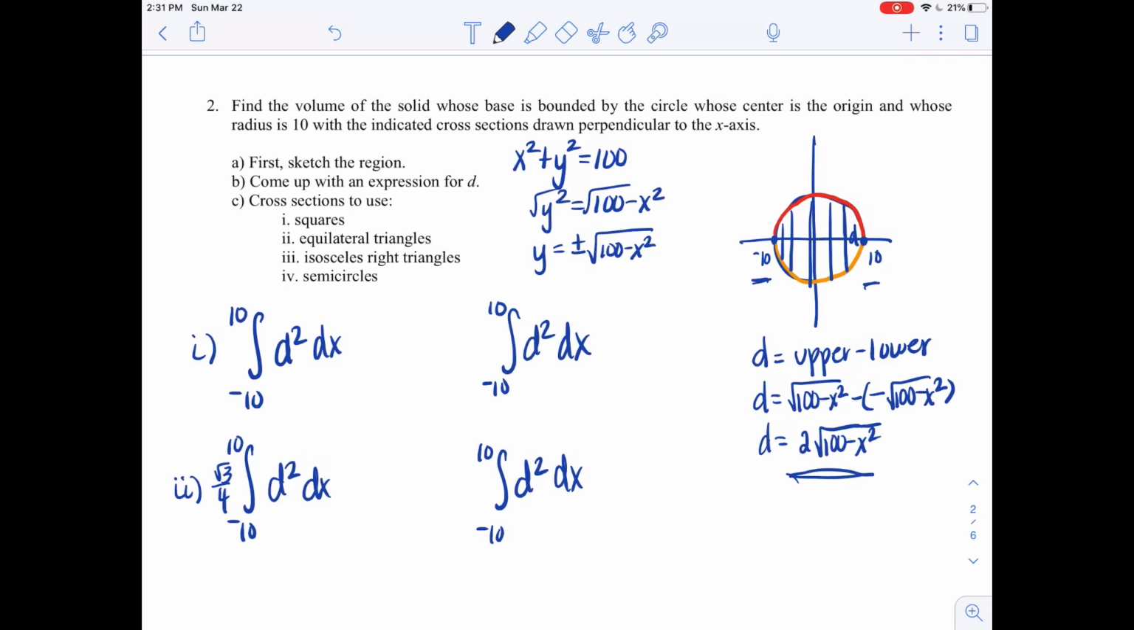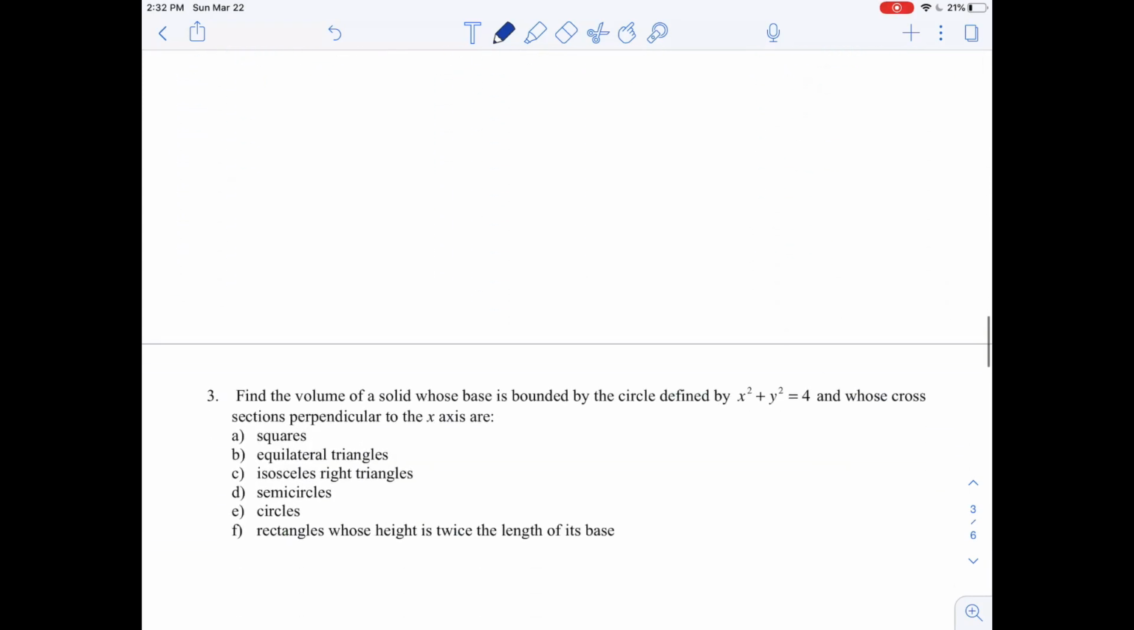For number 2, equilateral triangles, you just have to remember there's a radical 3 over 4 in the front. For number 3, the isosceles triangles, there's a 1/4 in the front. And finally, the last one, letter D, the semicircles, is pi over 8 d squared dx.